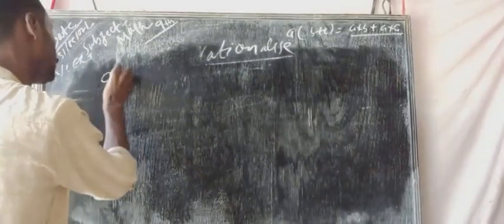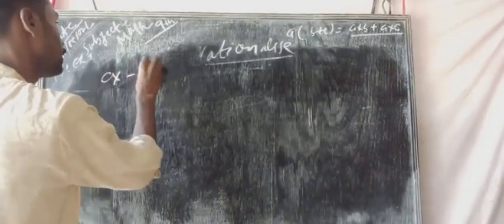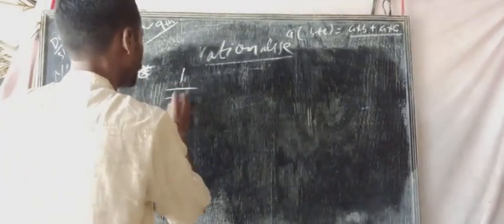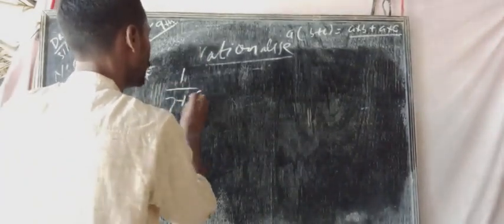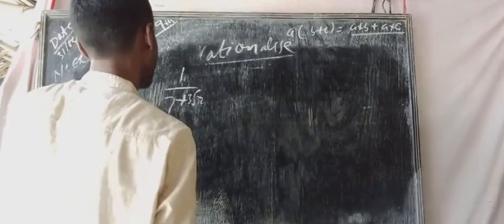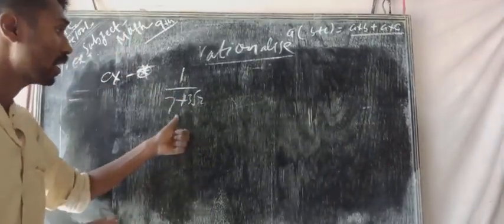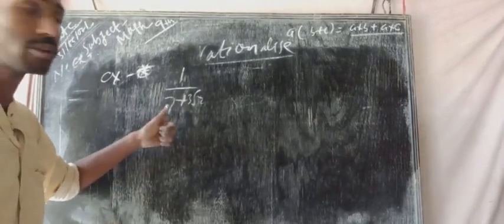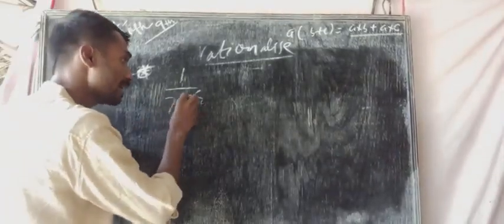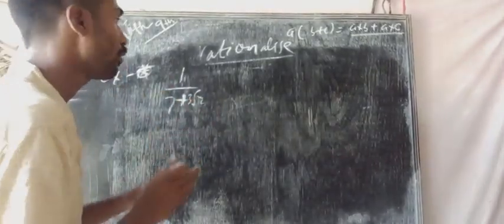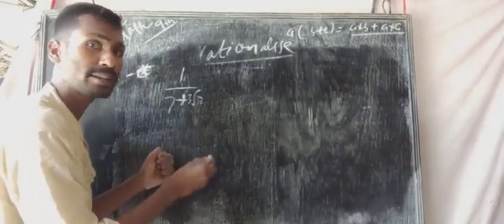Another question is 1 by 7 plus 3 root 2. Basically हम लोग क्या कर रहे हैं, रेशनलाइज कर रहे हैं किसको, डिनोमिनेटर को. Now look here, the sign is plus now. So now we are going to multiply with the negative sign by the same number.